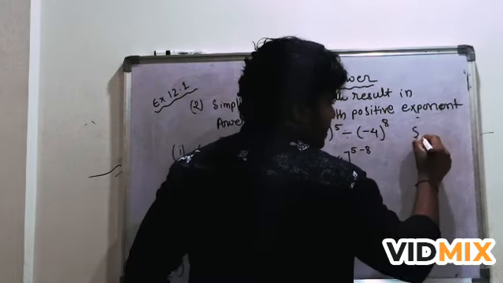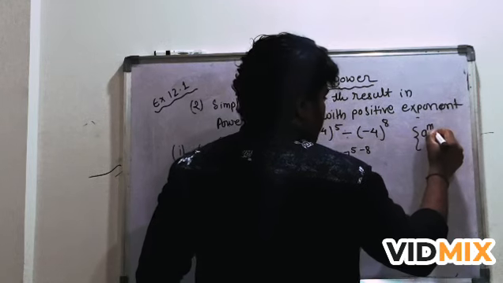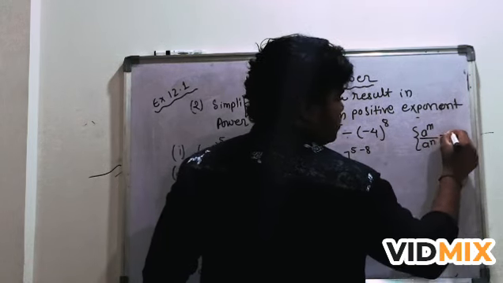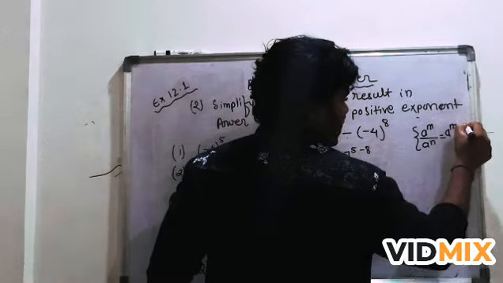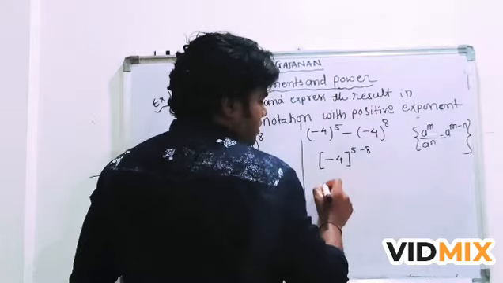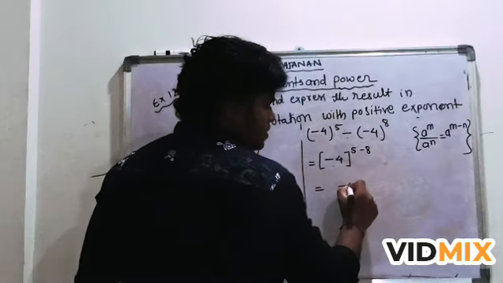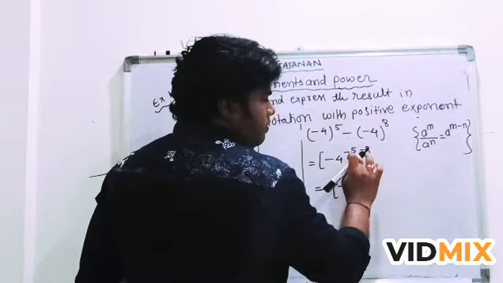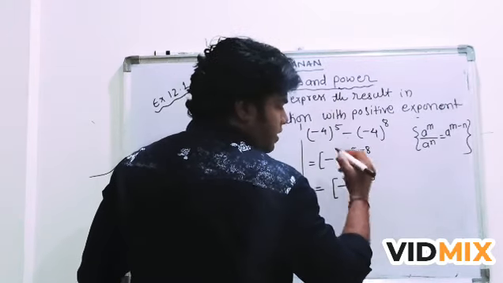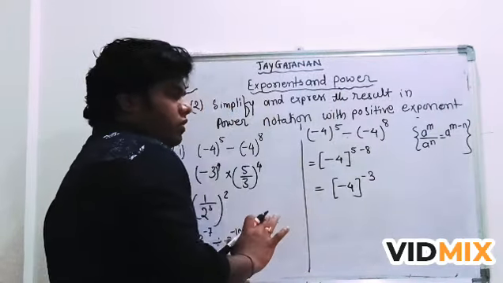I will write the identity here: a to the power m divided by a to the power n is equal to a to the power m minus n. Correct? So minus 4 to the power 5 minus 8. 5 minus 8 is minus 3. Correct? So we are not going to solve further.